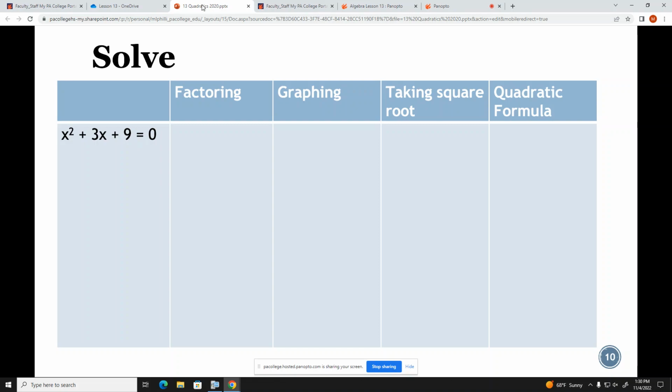In this problem, the equation is already set equal to 0, so I'm ready to see if I can factor. I would be looking for factors of 9 that add to 3.